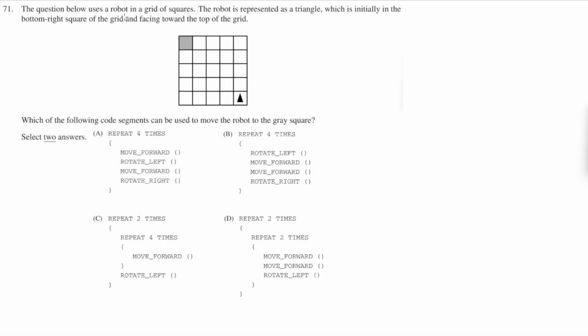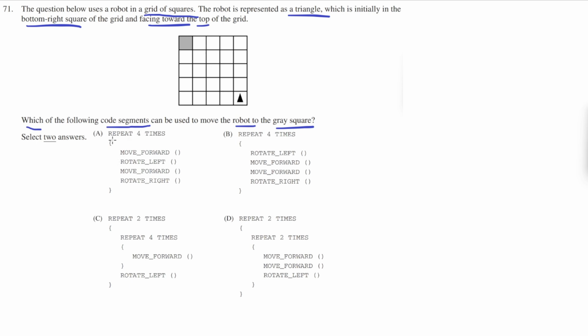The question below uses a robot in a grid of squares. The robot is represented as a triangle, which is initially in the bottom right square of the grid and facing toward the top of the grid. So this robot here. Which of the following code segments can be used to move the robot to the gray square? So let's just go through the code here and see which one moves us to the gray square.